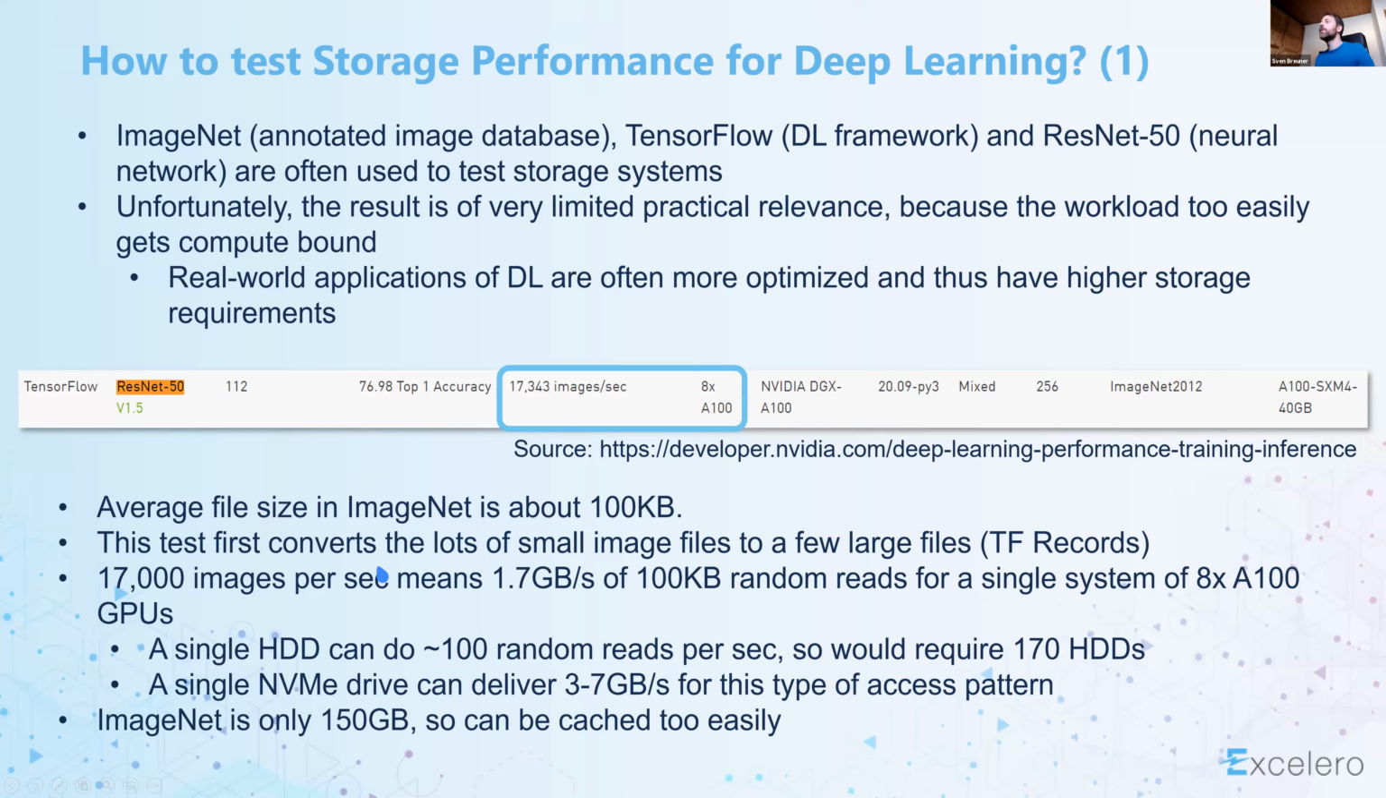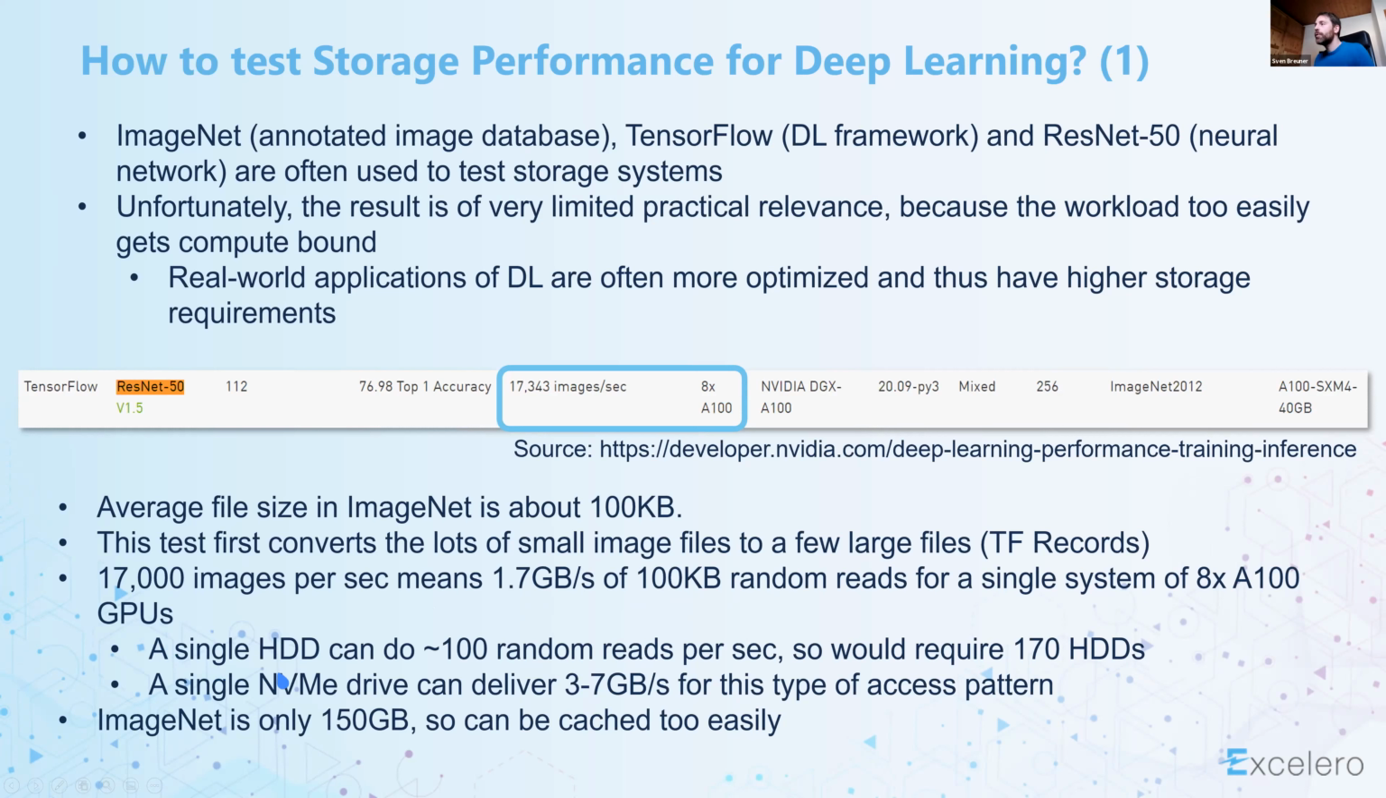This particular test first converts all the lots of small image files into a few larger files, so-called TensorFlow records, which already changes the storage access pattern, but also means that you have an extra wait time for this conversion always upfront. And then in the end, from the storage system perspective, 17,000 images per second with 100 kilobyte size means you will read at about 1.7 gigabytes per second and do random accesses to these 100 kilobyte files.